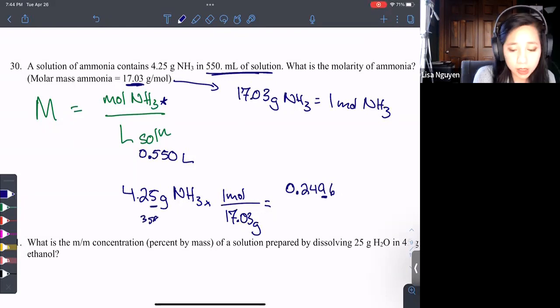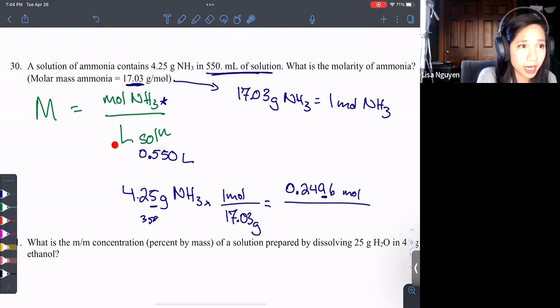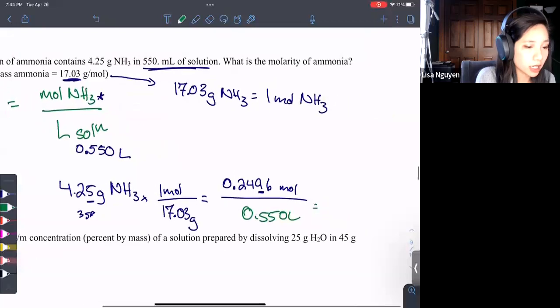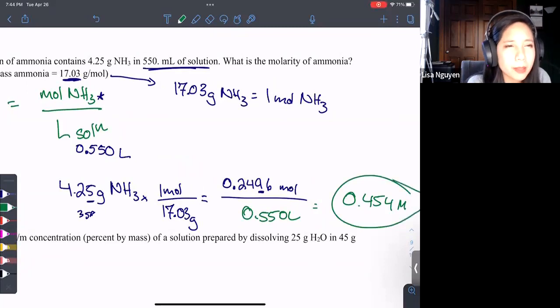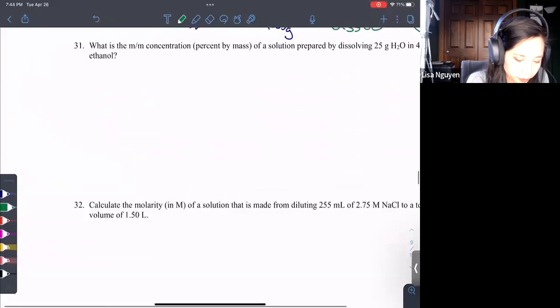So what I would typically do is just leave this in my calculator and then do the next step, which is divide it by liters to finish off this equation, moles over liters. So I'm just dividing by 0.550 liters, and that will give me molarity. It's 0.454, 3 sig figs here because everything has 3. Okay, so that is 30.